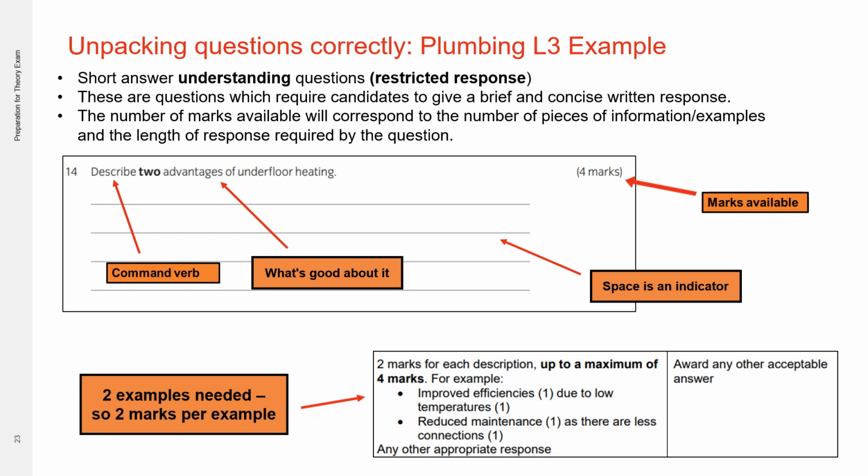Step 3, think and document 2 advantages. Then consider the verb describe and add further detail. In this example, the further detail is brief and references low temperatures.